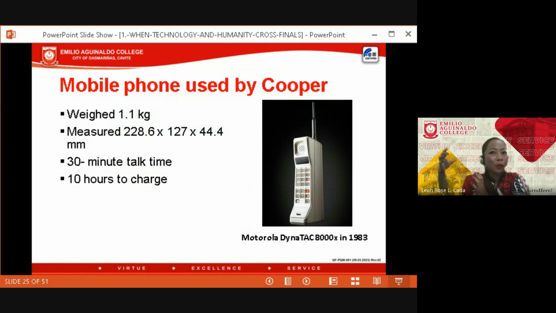So imagine 1.1 kilo. Nakabitbit yan. And yeah, it measured 228.6 by 127 by 44.4 mm. So medyo malaki, mabigat. Okay, the talk time was only 30 minutes and the charging time was 10 hours. So titingnan mo, 1983 pa to. 1983 to present, so this is around mga 40 years later, we have a fast charging phone. Fast charging, mga 30 minutes tops, full na yan, or probably 20 minutes.